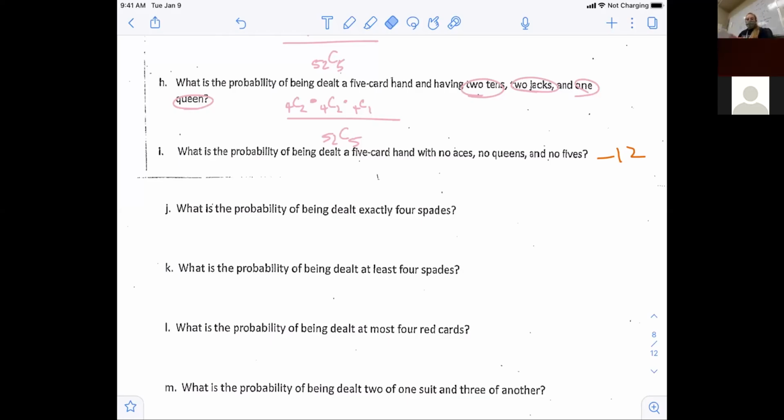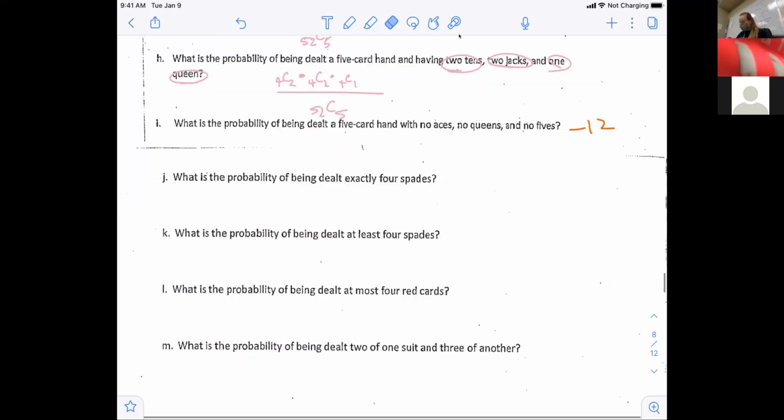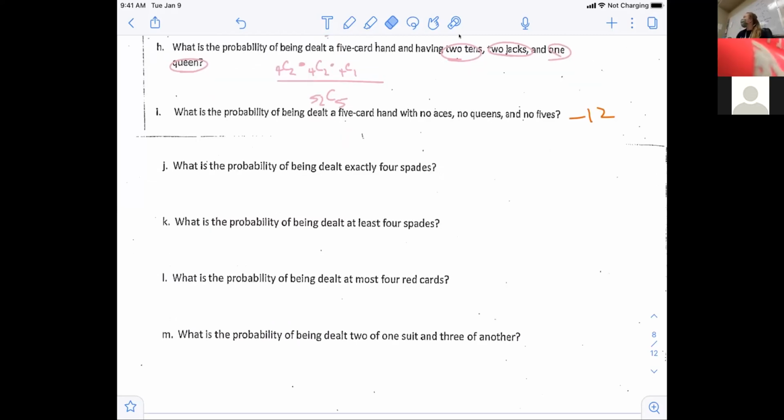So we're in the middle of 9-3, and we did letter H. This whole set of problems, we've got a few more like this, and we're finding the probability of dealing a hand of 5 cards.